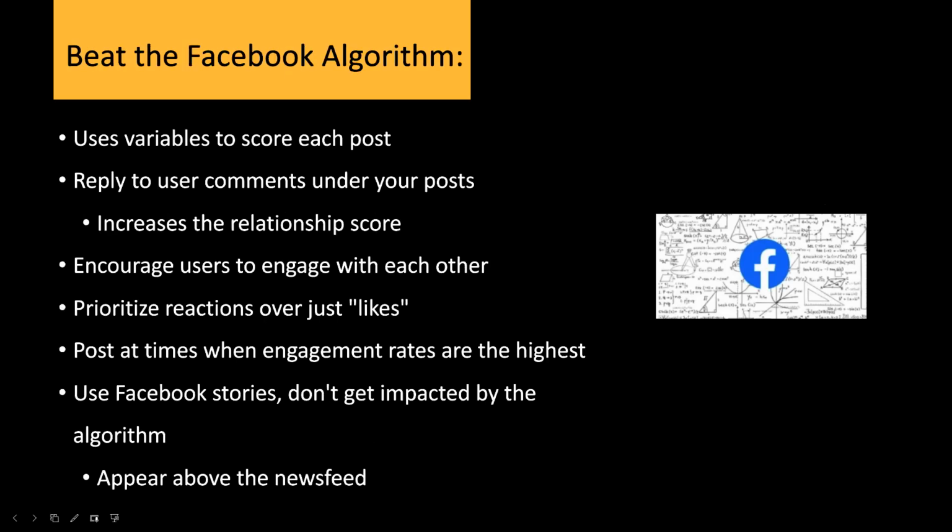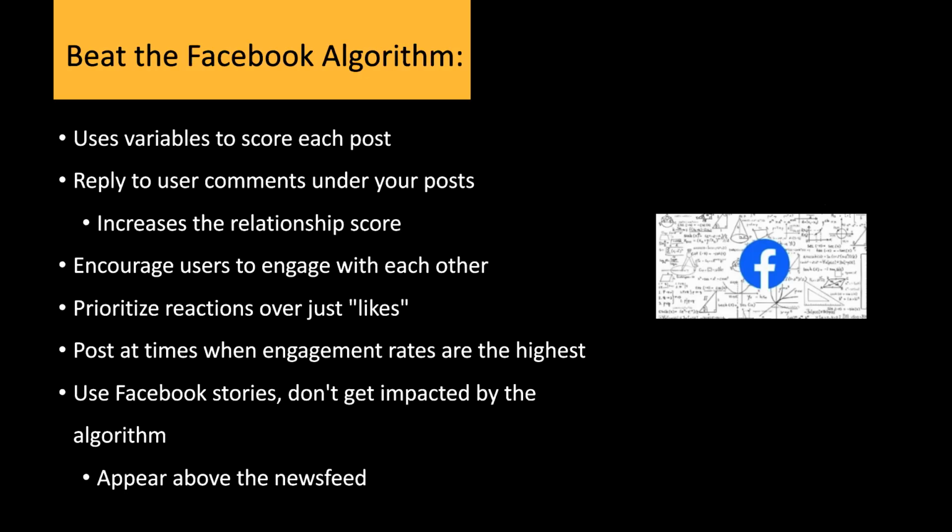So to beat the Facebook algorithm, we want to talk about a few things here. Like we said, it uses variables to score each post. To beat the Facebook algorithm, we can reply to user comments underneath your posts. This is going to help increase the relationship score, which is a really big one for Facebook. Also encouraging users to engage with each other. I know Shyanna talked about putting that in your copy somewhere in your caption, but just kind of carrying that on in the comment section too.